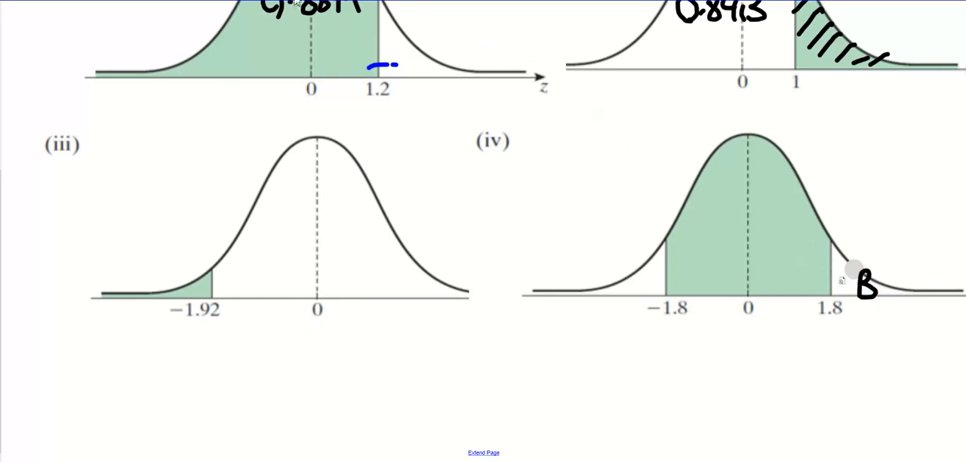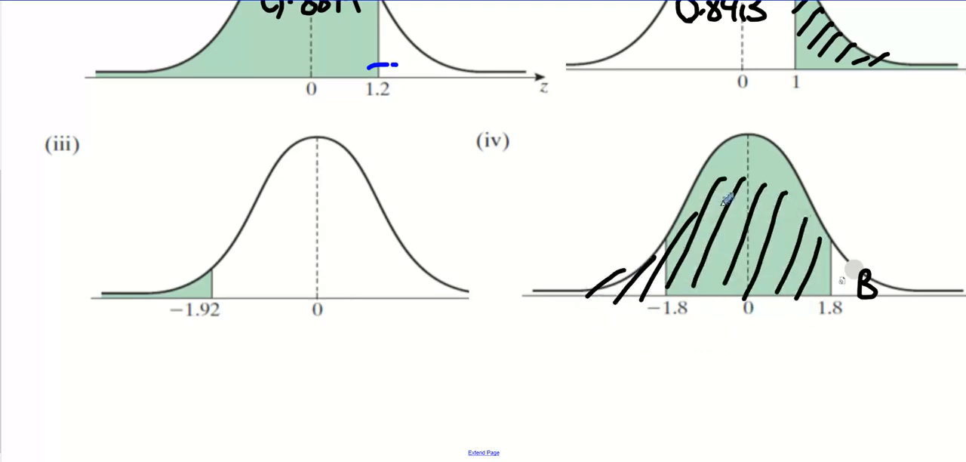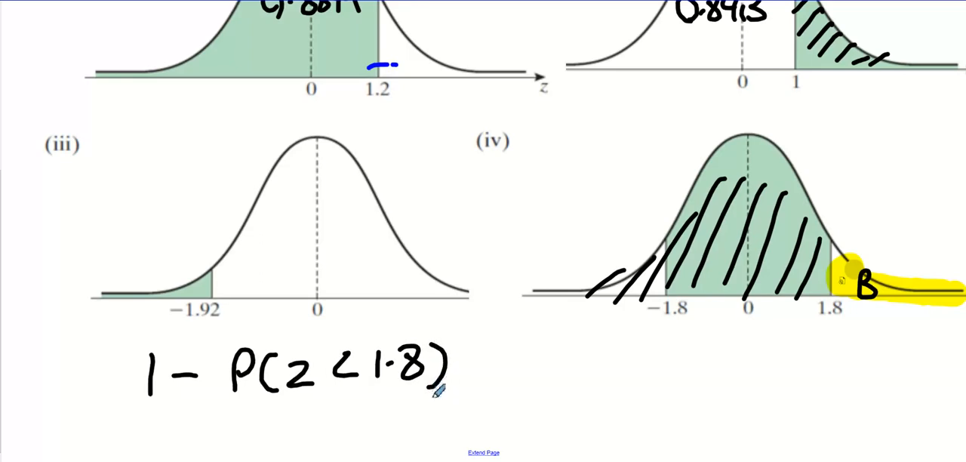How do I get the answer for B? Does anybody know? How do you get the answer for B? See, B is this little yellow region now. Anybody know how to get that answer? 1 take away the probability of Z being smaller than 1.8. Is that okay? Or smaller than or equal to 1.8. So that's what we're going to do. We're going to look for 1.8 and we're going to take it away.